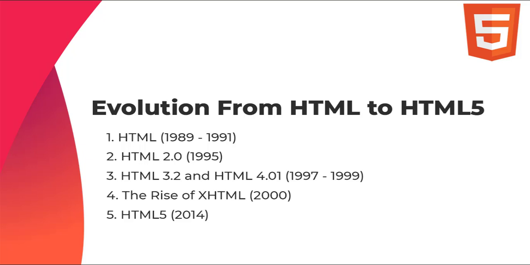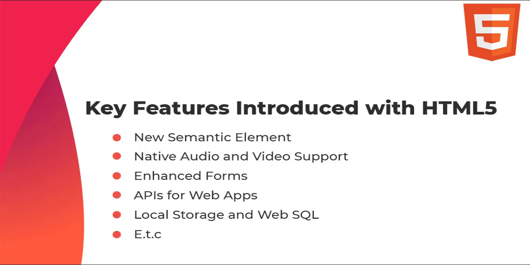Then it migrated to HTML 2.0 in 1995 and 3.2 subsequently, and XHTML also came during that process in 2000, and HTML5 in 2014. Like I said, it's been 10 years now, and there hasn't been any update on HTML5. With the HTML5 release in 2014, it introduced some new tags and APIs that make the web more powerful, accessible, and user-friendly.